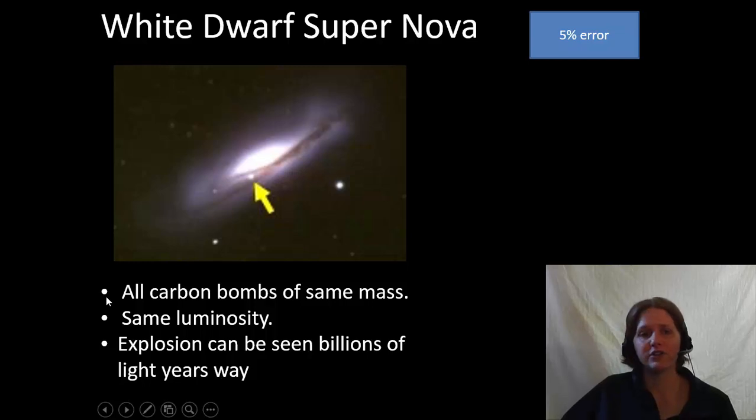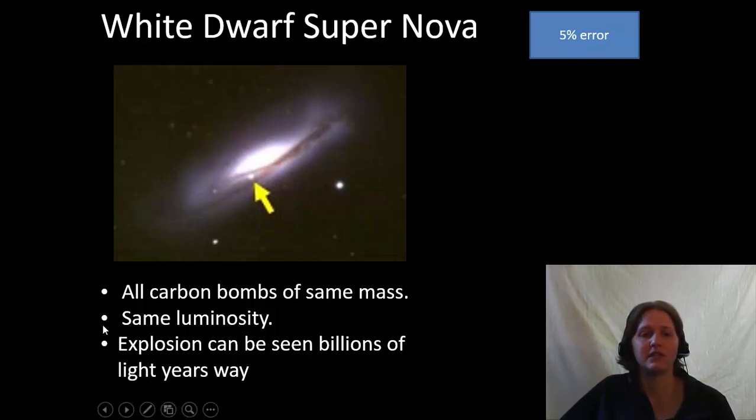White dwarf supernovae all start out in the same way. They are in a binary system. They accrete more mass, and they hit the exact same mass limit, 1.4 times the mass of our sun. So when they explode, we're going to presume that they all come out with the same luminosity. Not perfectly, but close enough to get a really good estimate on their distance.